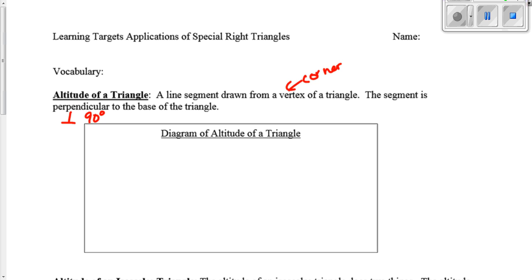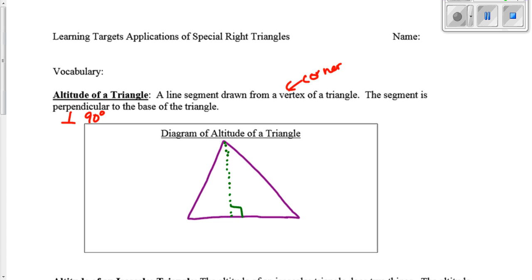So let's go ahead and draw a triangle in our box. Right now it doesn't matter to me what the angle measures or side lengths are. It's a triangle, a three-sided figure. The altitude is going to be drawn from a vertex, so I actually have three different altitudes. I'll show you all of them. My first altitude I can draw right here. It's a line that goes straight down to the base, and it forms a 90-degree angle.